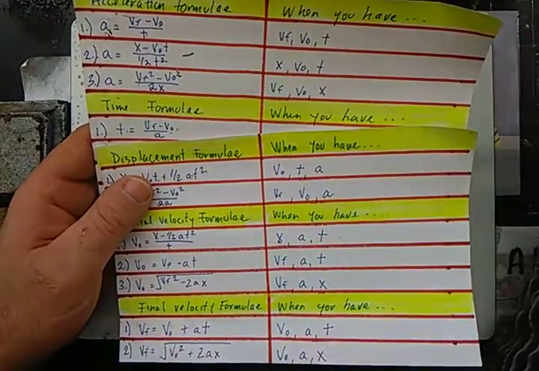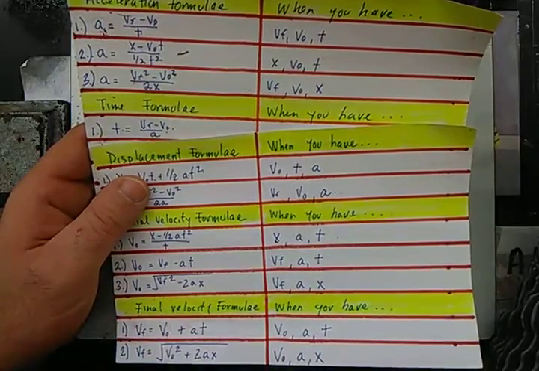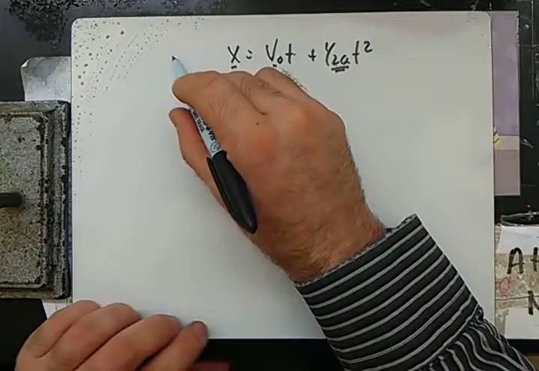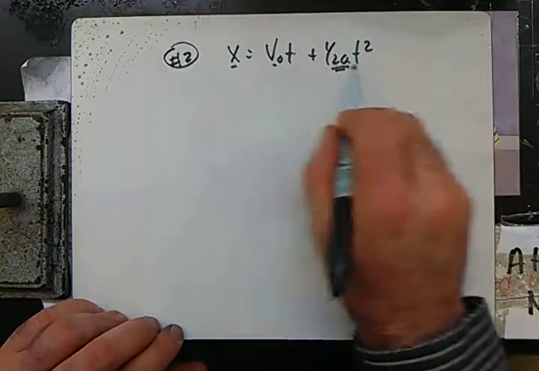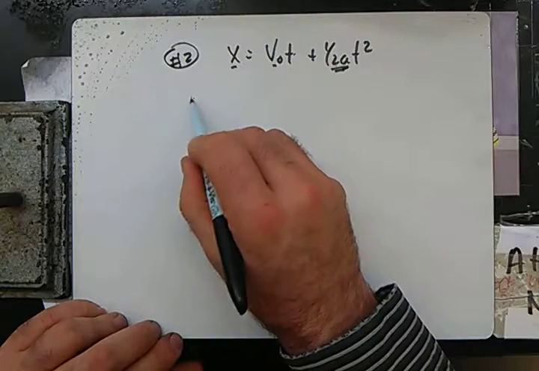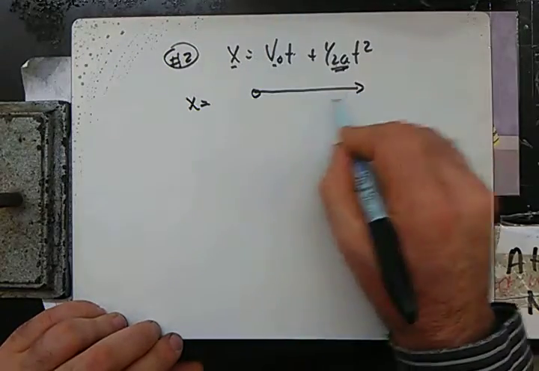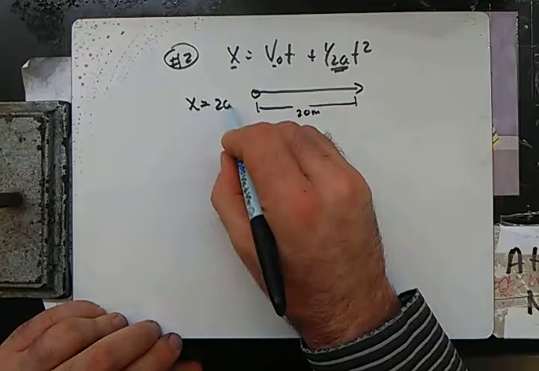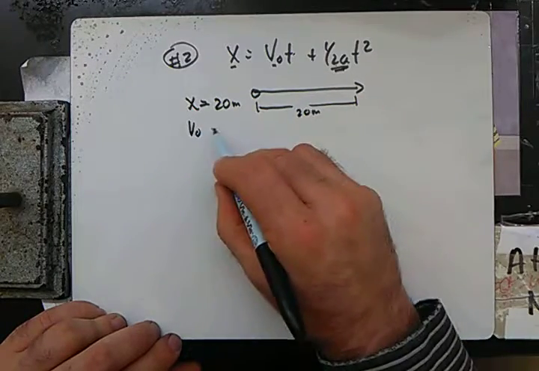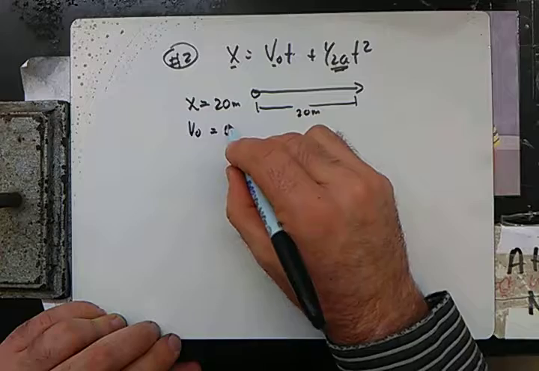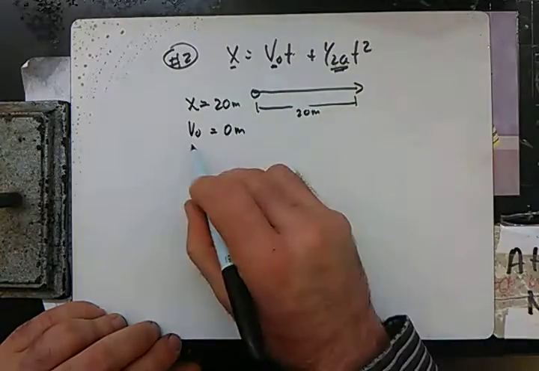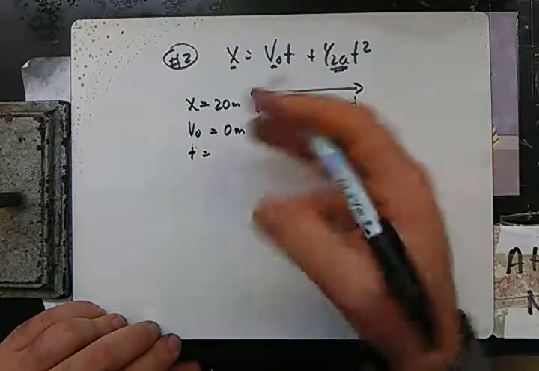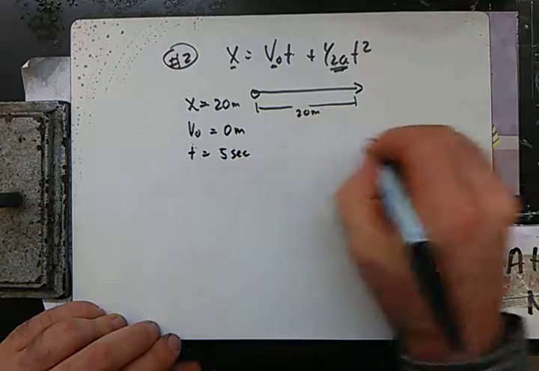Okay, there are a lot of formulas here, but if you want to stick to just 3 of them, this is number 2. So let's solve for a. Let's say this ball rolls an x distance of 20 meters. Let's say the initial velocity is 0, starts from rest. Let's say the time that it takes for all this to happen is 5 seconds. We are looking for a.